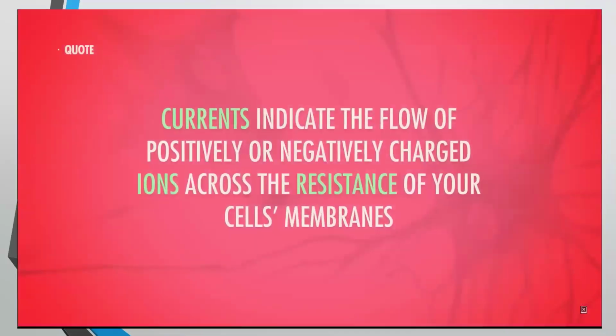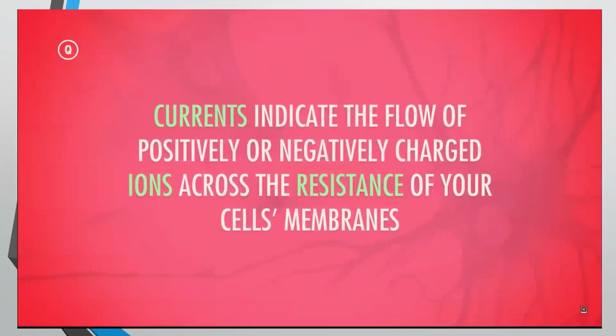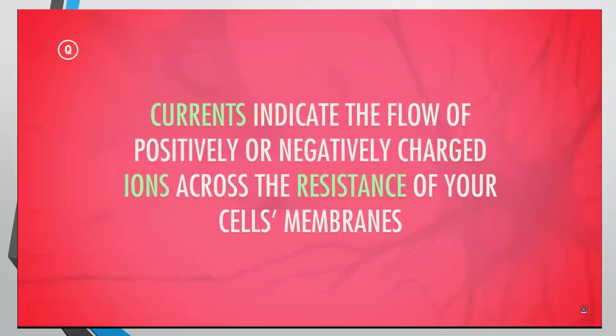Now, when we talk about these concepts in terms of you, we're typically talking about how currents indicate the flow of positively or negatively charged ions across the resistance of your cell's membranes. And again, these membranes separate the charges, so they're what provide the potential to convert the electricity into something useful. Okay, now that we got Electricity 101 down, let's see how it works inside your nervous system.